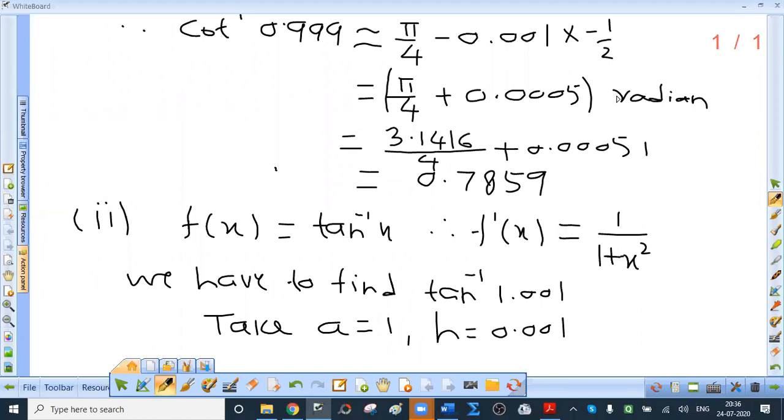Now in the next sum, we have to find tan inverse 1.001. Have you observed that we are going to get the same answer? See, we take fx as tan inverse x. So what is f dash of x? 1 upon 1 plus x square. Now, as we have to find tan inverse of 1.001, we take a equal to 1. So h has to be plus 0.001. In the previous sum, derivative was negative, h was negative. So product positive. Here both are positive.